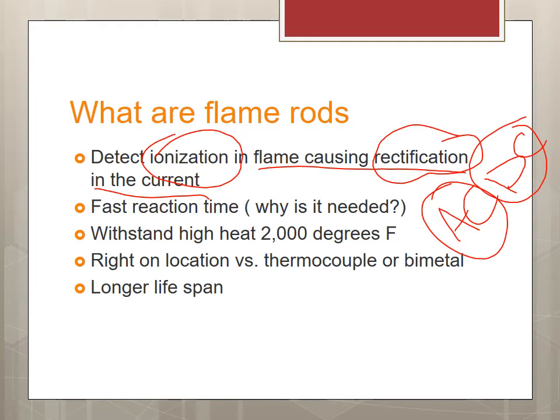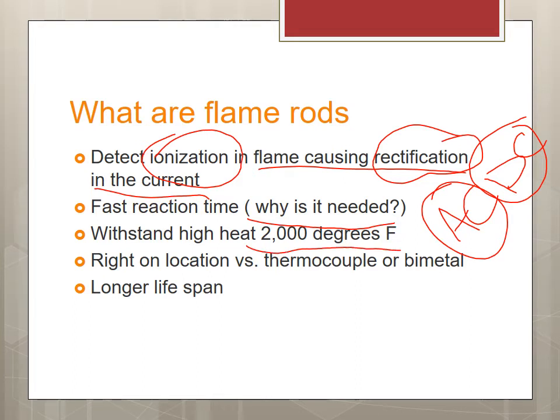It has very fast reaction time, and we need that because it's an industrial boiler. We are pumping at least 3 or 4 gallons of oil in a minute, and also we are pumping a lot of gas in a big chamber, so we want to react quickly to know whether we have flame or not. We cannot leave the chamber to be filled with fuel. They also can withstand heat up to 2000 degrees Fahrenheit.